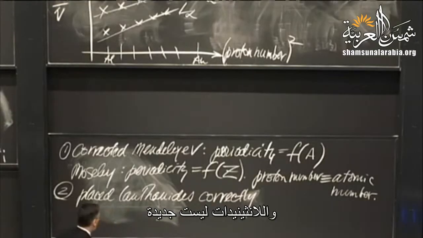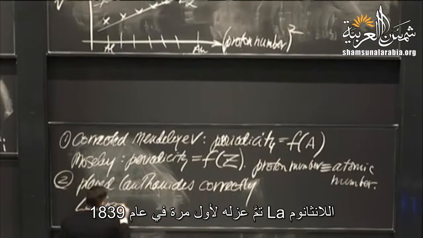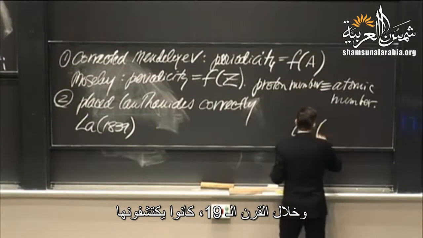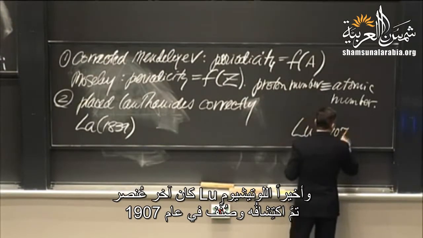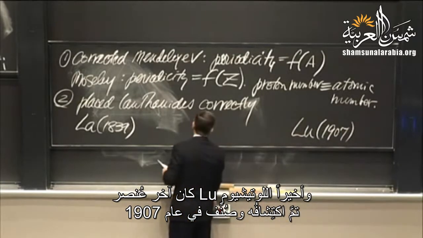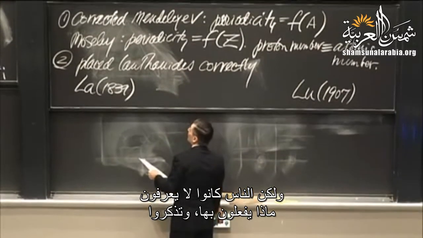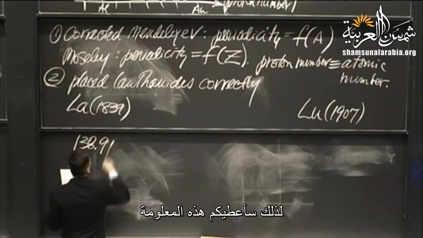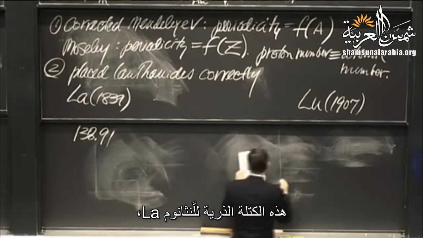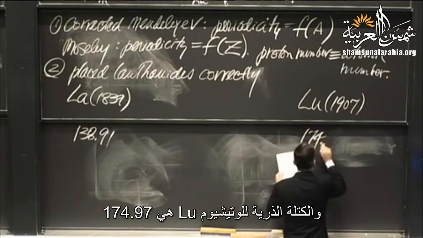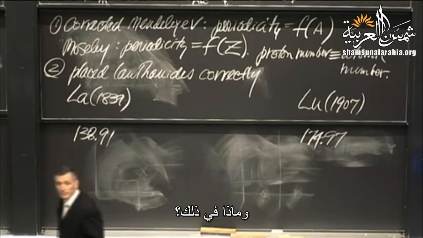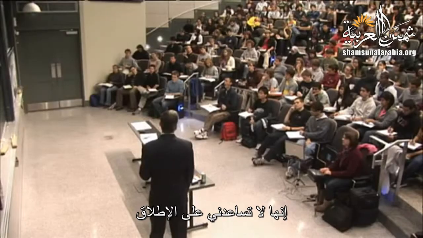And it's not as though these were brand new. Lanthanum itself had been first isolated in 1839, and all through the 1800s they were picking them up, and finally lutetium was the last one discovered, categorized in 1907. But people didn't know what to do with them. And remember, they were obsessed with atomic mass measurements. So I'll give you this piece of information. There's the atomic mass of lanthanum, and the atomic mass of lutetium is 174.97. So what? I don't know what to do with that information. That doesn't help me at all.